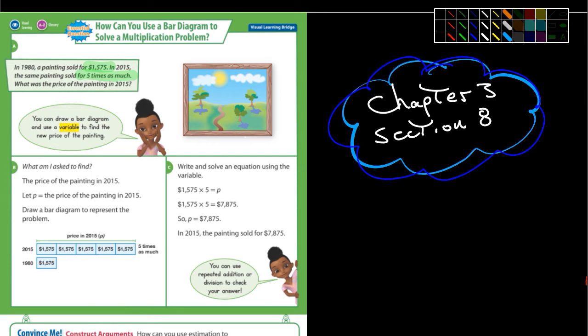And so you've seen these kinds of examples before. In this one, they're using a bar diagram to represent the problem. So they have the cost of the painting right here in 1980, and then in 2015, they have the cost right here, and it's worth 5 times as much. Of course, another way you could do it is simply 1,575 times 5 equals P, and P would represent the cost of the painting.